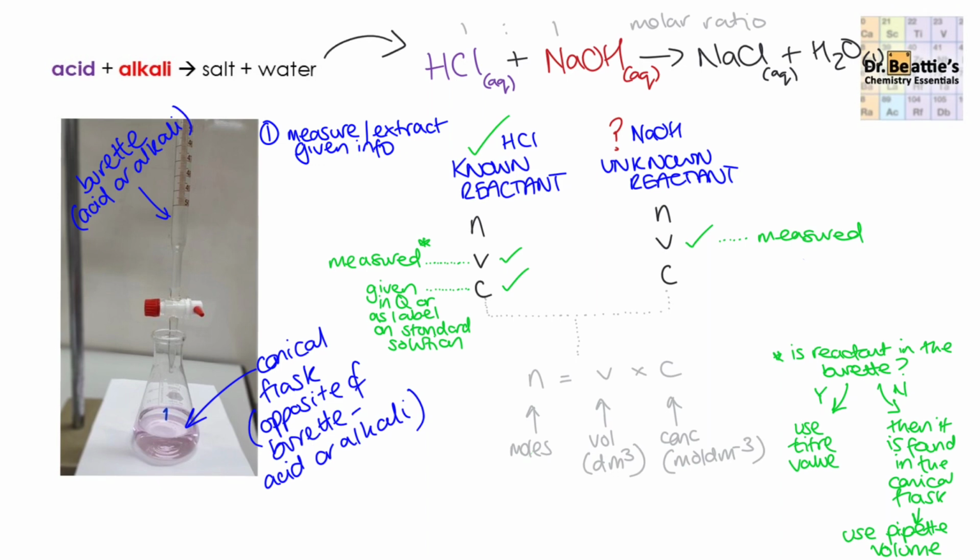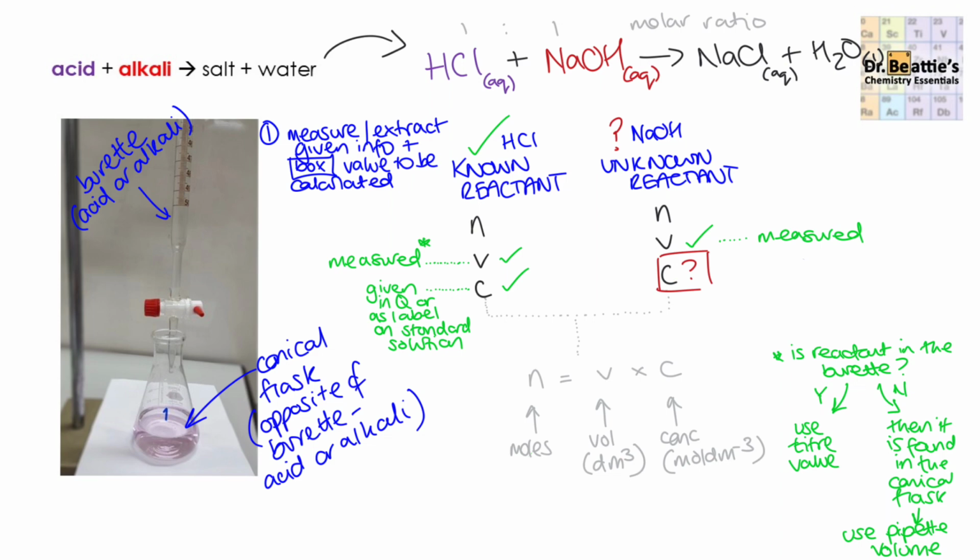Soon we'll come back to how we read off titre values. This is an important skill both for exam questions and also in the lab. But now, turning our attention to using this information, often questions are going to ask you to work out the concentration of the unknown reactant. So the concentration of sodium hydroxide in our example. It's a common question that is dealing with titrations.